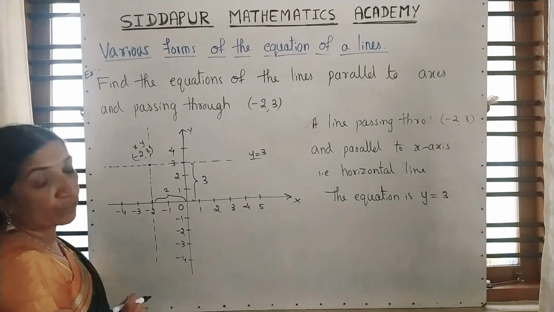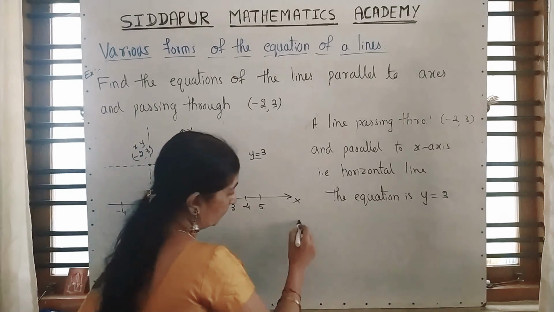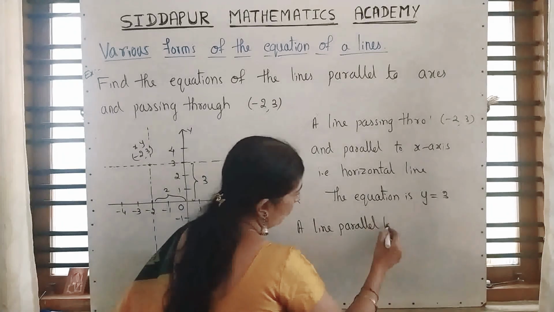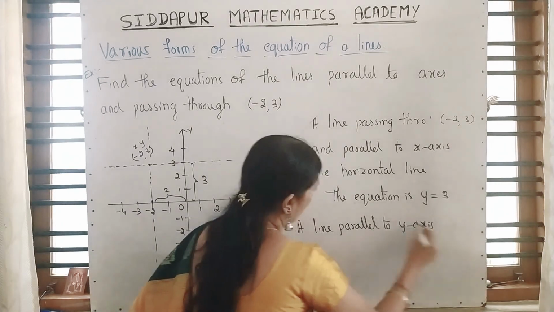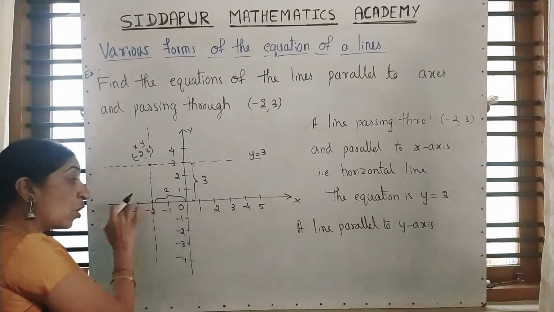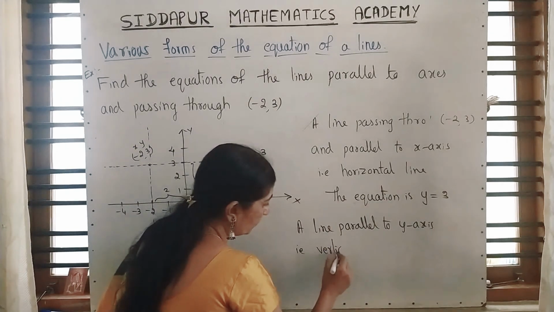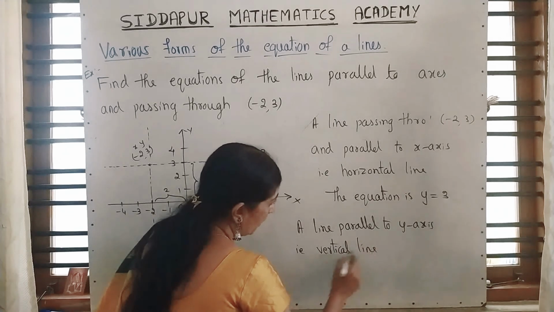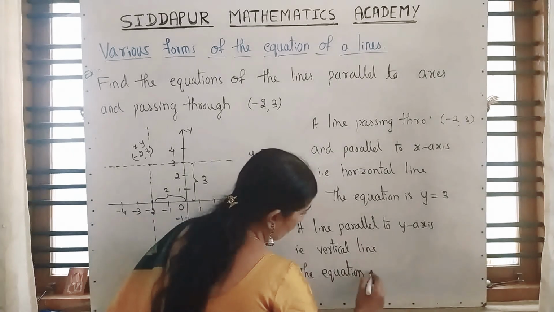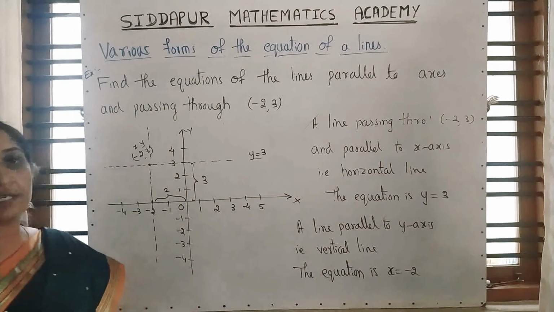And what is the equation of the vertical line? A line parallel to y-axis. See, this is the y-axis, parallel to this, and this distance is 2. It is on x-axis. That is a vertical line. Understood? Vertical line. The equation is x is equal to minus 2. See, is it very simple or what? Yes, it is very simple.